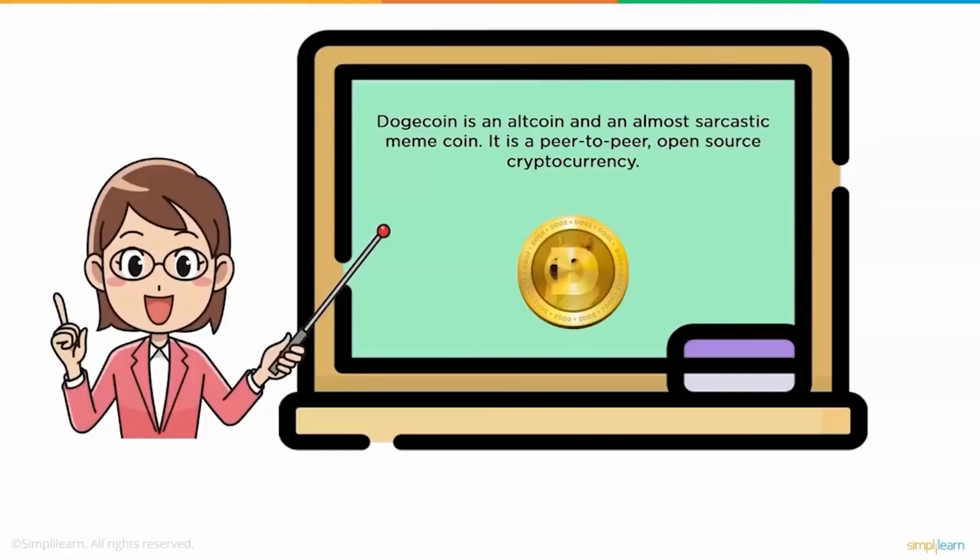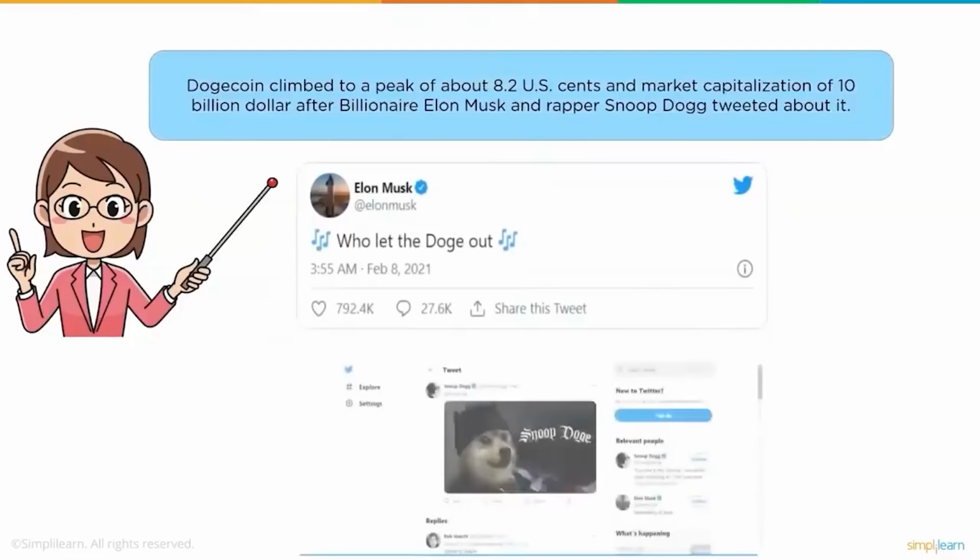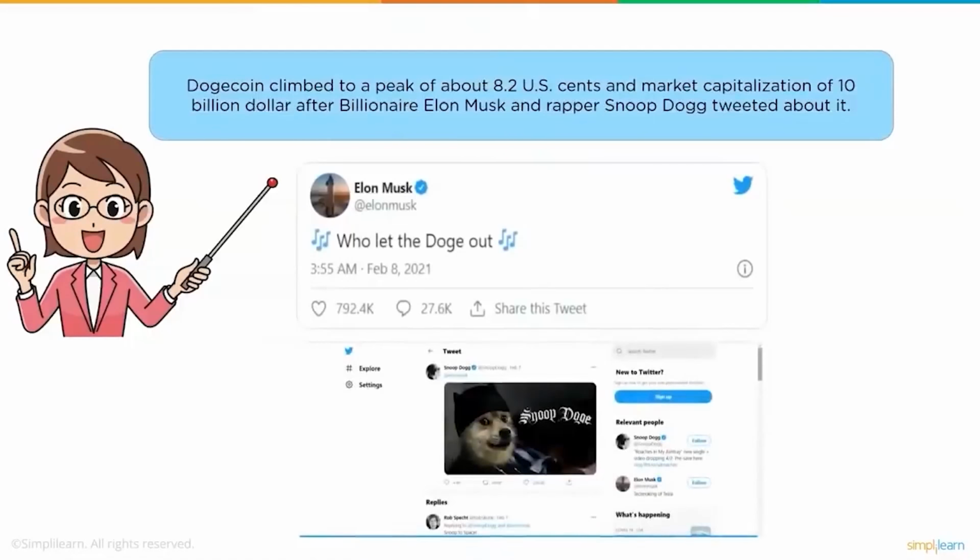Then Elon Musk, CEO of Tesla Incorporation, took an interest in it and tweeted, "Too much concentration is the only real issue for cryptocurrency," making the owner of the Dogecoin wallet a subject of attention. Later on, other celebs like Snoop Dogg also started taking an interest in Dogecoin and started tweeting and promoting it on social platforms, which made Dogecoin climb to a peak of 8.2 US cents and a market capitalization of $10 billion.